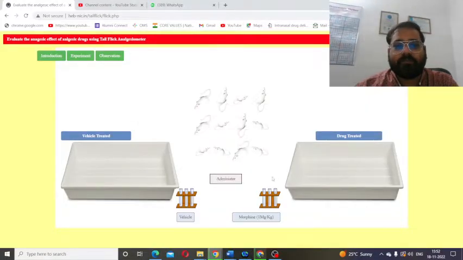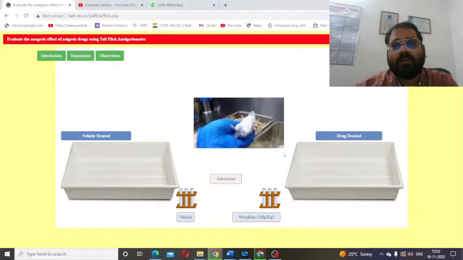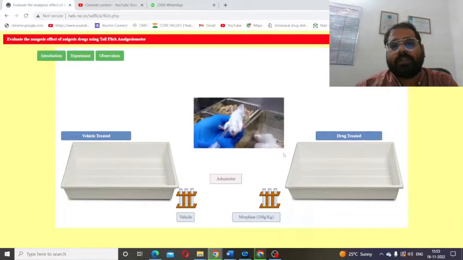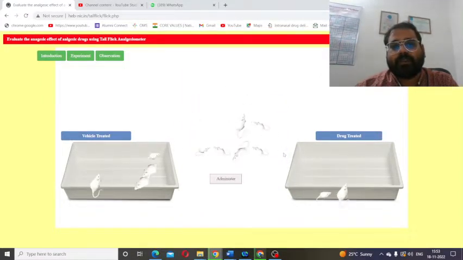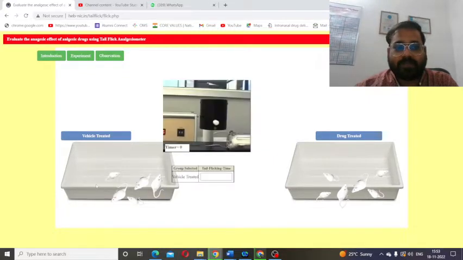First we have to administer the treatment to the mice. Here we can see we are taking the mice, and the injection has to be given by the intraperitoneal route. Morphine is given, and it is distributed so that some are vehicle treated and some are drug treated. I will take one sample from this, and I have to check the timer. We have to check the tail flicking time. We can see this mouse is present and the tail has to be flicked. See here, the timer is showing 8. So here we can write down 8.